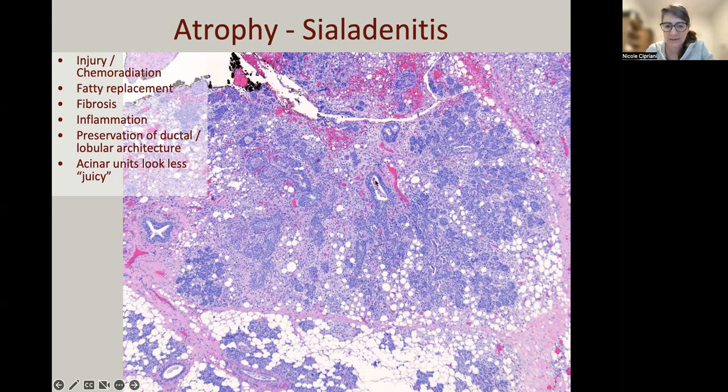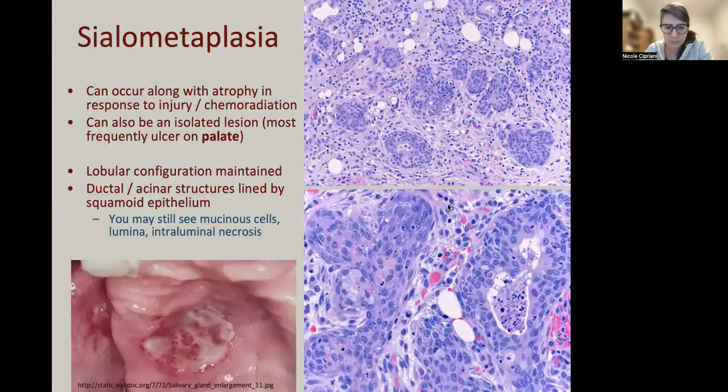So you can see here a nice central duct, right, with some lobules out at the periphery. And in general, the acini don't look as, I don't know how to say it, but juicy. I don't see as much serous zymogen granules. I don't see as much mucin. They kind of look small. The cells look small and shrunken.